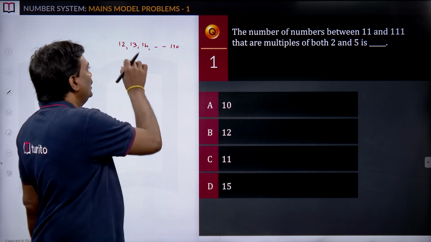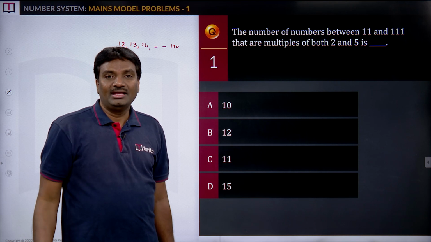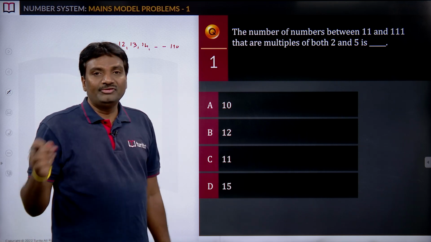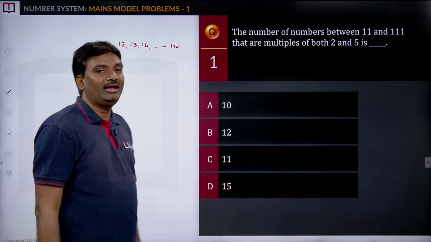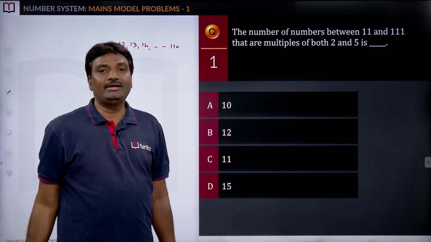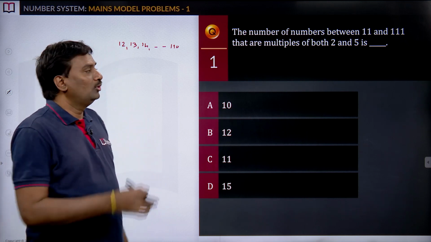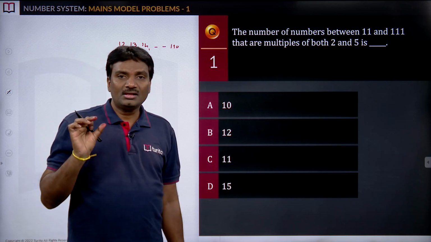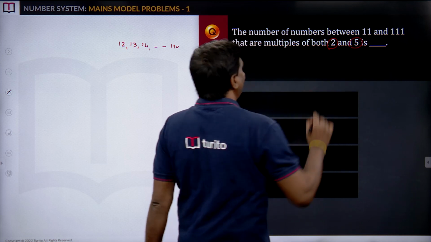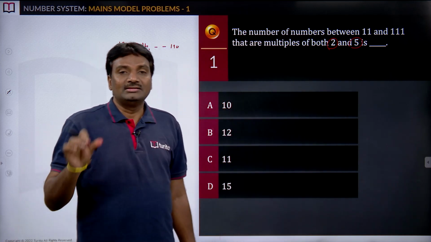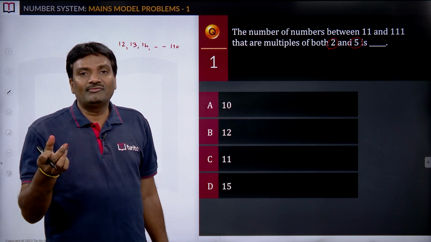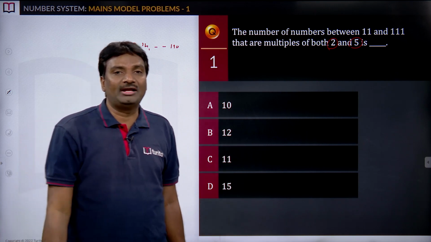So, for example, if we choose 20, that is divisible by 2 and also 5. If we choose 15, that is divisible by 5 but not by 2. If we take 12, that is divisible by 2 but not by 5. So, we have to choose the number which is divisible by both 2 and 5. Multiples of 2 and 5 means that number should be divisible by 2 and 5. So, a multiple of 2 and 5 should be a multiple of 10.